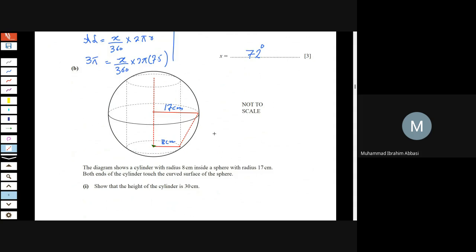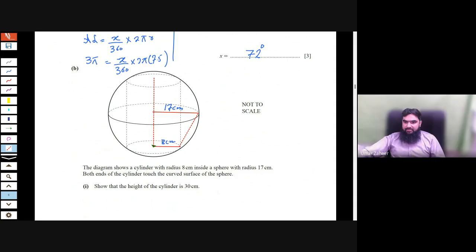Sir, could we use Pythagoras theorem? It looks like we have to use the Pythagoras theorem, but how do we use it? That's the question. From which triangle do we have to make it here to use the Pythagoras theorem? Where do we have to make the triangle? I'm just looking for that.